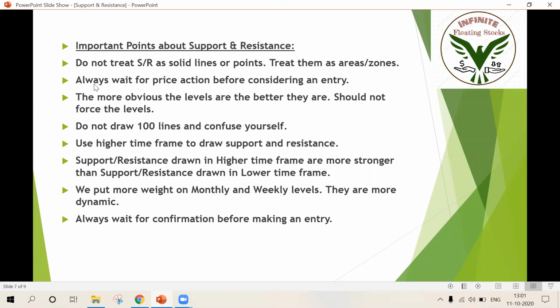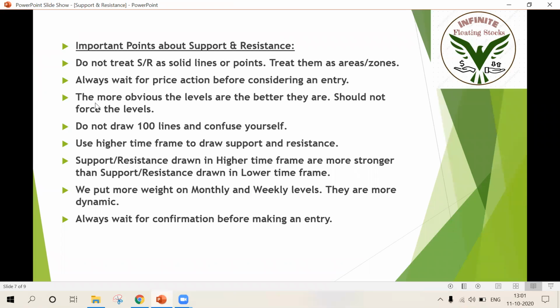Okay, so always wait for price action before considering an entry. Okay, when I call it price action, that means there are a lot of other confirmations before making a buy or sell position depending upon support or resistance. I'm going to explain them in my later sessions.